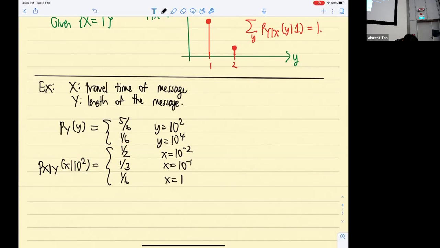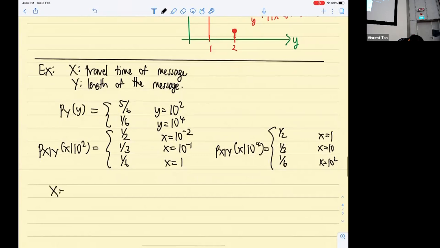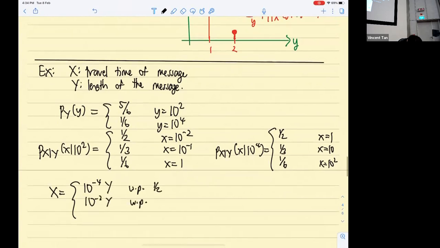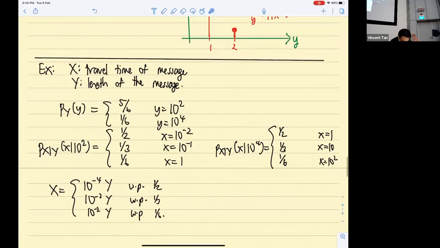Now, but suppose you want to send a long message. So y is 10 to the 4. Then x equals 1, x equals 10, and x equals 10 to the 2. And these happen with the same probabilities, 1 over 2, 1 over 3, 1 over 6. So more succinctly, this is a very long-winded way of writing it, we can write the following. X is equal to 10 to the minus 4 y with probability 1 half, 10 to the minus 3 y with probability 1 third, and 10 to the minus 2 y with probability 1 over 6. These two are equivalent. Let's see why it is true, okay?